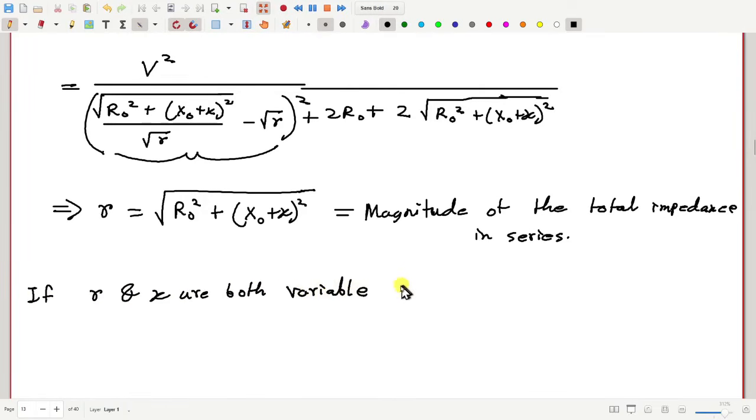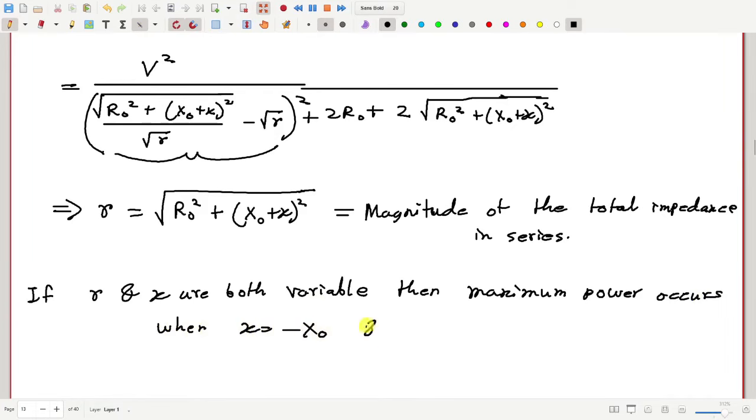Then what should be the best criteria for maximum power? R will be R naught and X will be minus X naught. Then maximum power occurs when X equals minus X naught and r equals R naught.